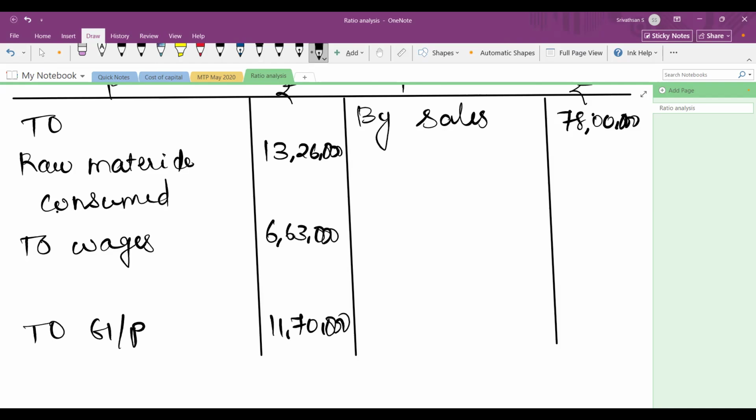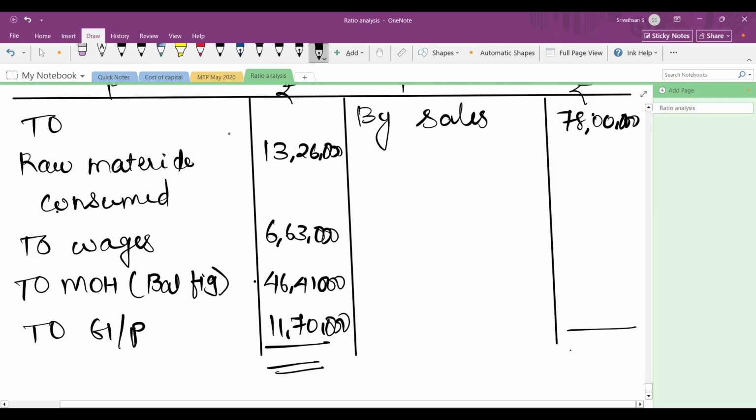So if you are writing COGS also, fine. Directly we'll write 66 lakh 30,000. But we calculated these figures for writing on the debit side of P&L only: raw material consumed. That balancing figure is nothing but your other manufacturing overheads. To manufacturing overheads, which is the balancing figure over here. What is the amount of the balancing figure? 46,41. So what is the total? 78 lakhs on both sides.